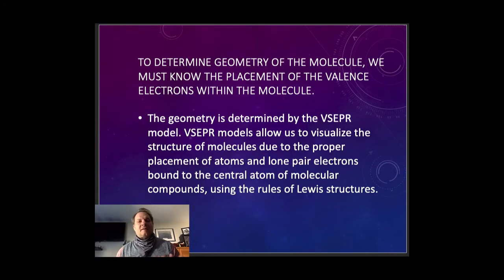And one of the things we're going to be talking about is determining the geometry, the shape of the molecule. So what we have to know is what is the placement of those valence electrons within that molecule. The geometry is determined by what's called the VSEPR model. That stands for valence shell electron pair repulsion, meaning that pairs of electrons in the valence shell are going to repel one another because they have the same charge. VSEPR models allow us to visualize the structure of a molecule due to the proper placement of atoms and lone pairs of electrons bound to the central atom of a molecular compound. So we're going to use something called Lewis structures to determine that.